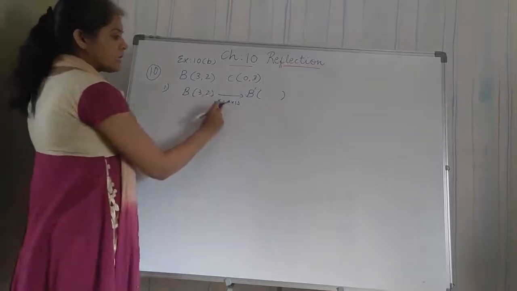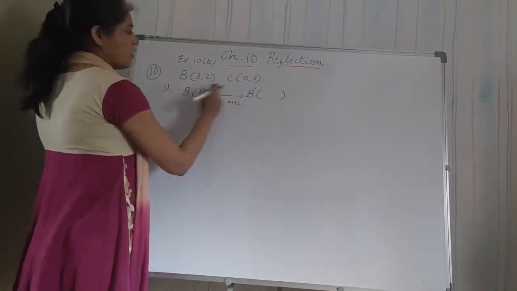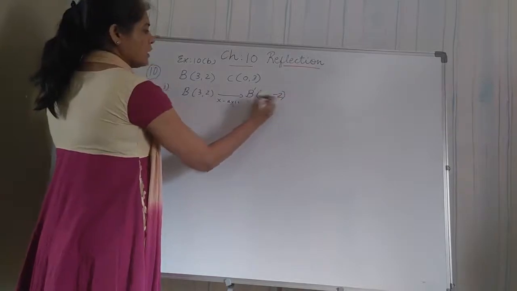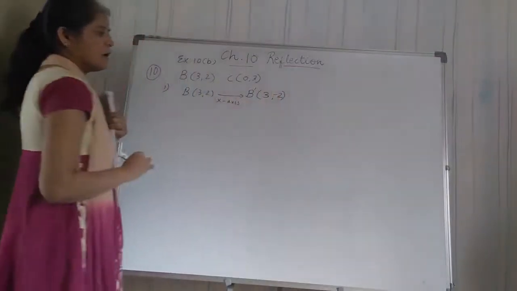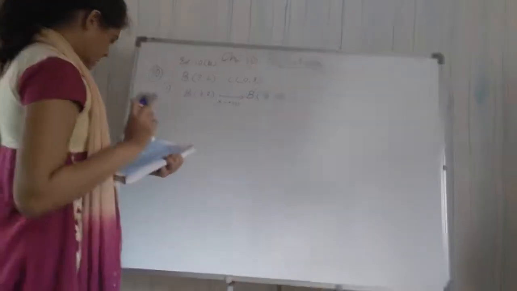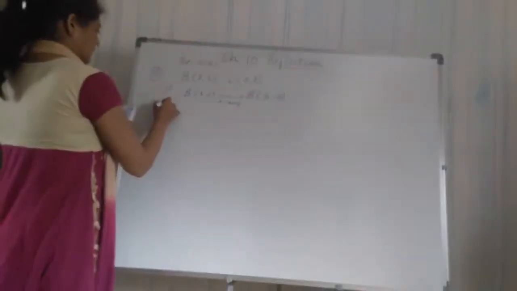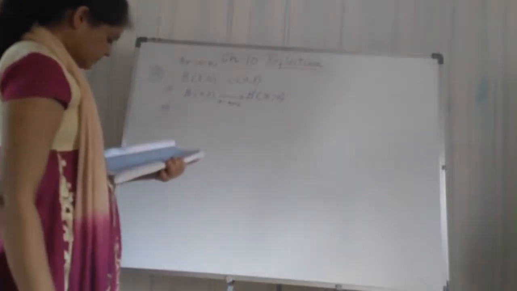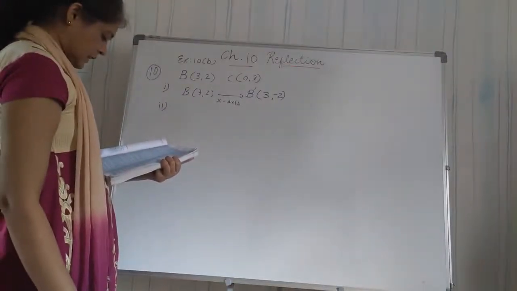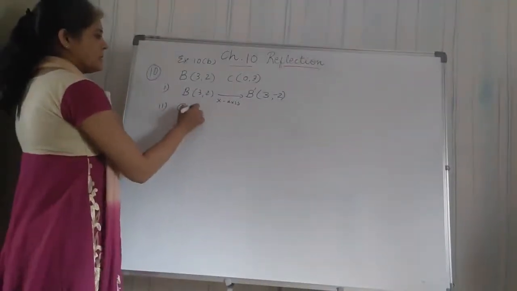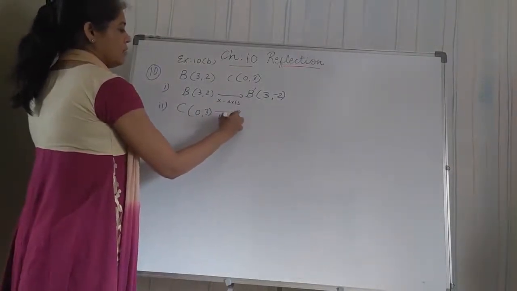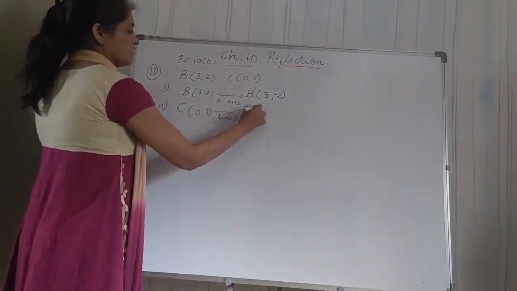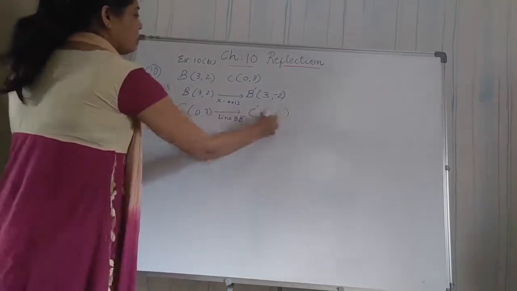So whenever it is under x-axis reflection, the y coordinate sign changes. So here it will come minus 2, and the x coordinate remains as it is. So I write 3 only. Now the second part of question number 10. That is, given the image C dash of C under reflection in the line B, B dash. So students, this is the point C (0, 3) under line B, B dash. What are the coordinates of this point that we want to find out?